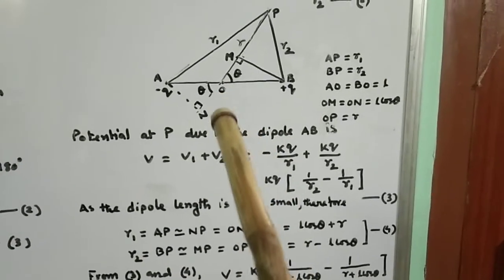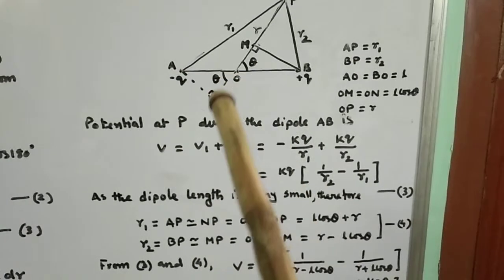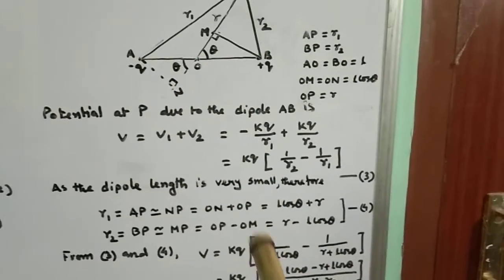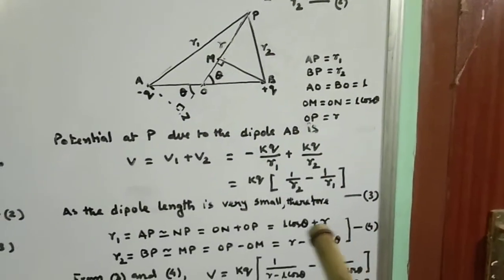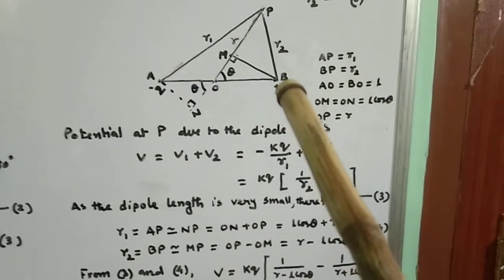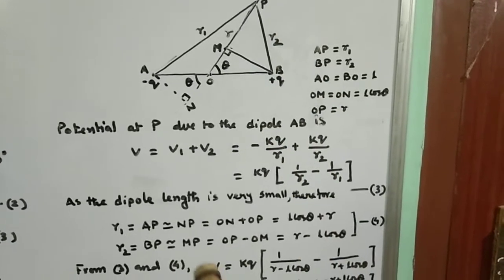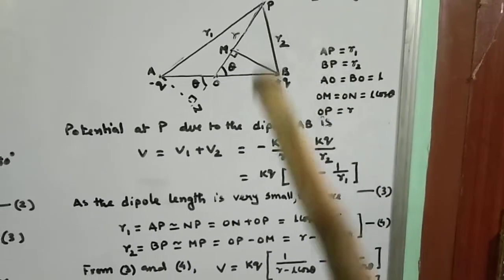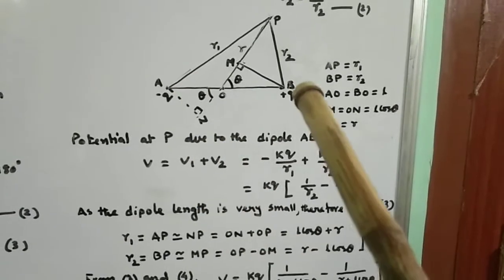Now ON is what? If this is your length L and this is your theta, then ON is L cos theta, and OP is R. Similarly, as the length is very small, you can approximate that R2 equal to BP equal to MP, because the length of the dipole is very small.